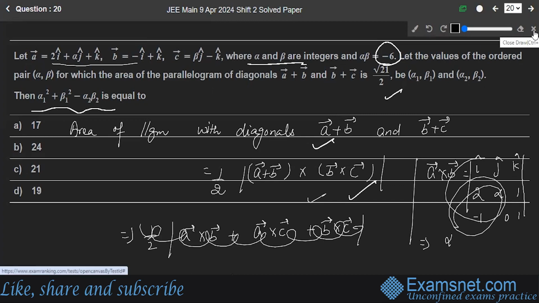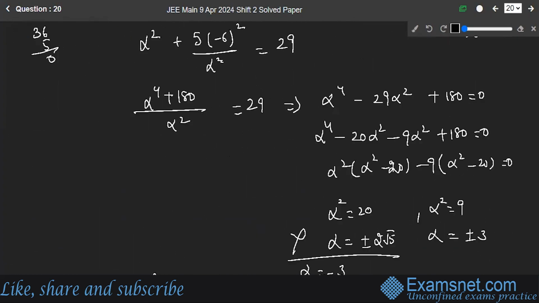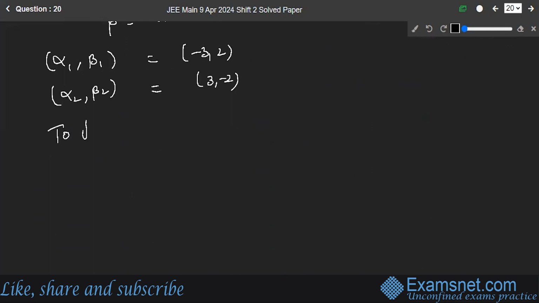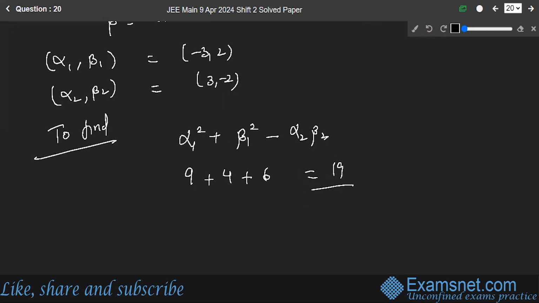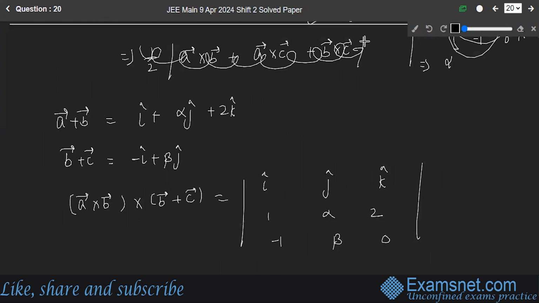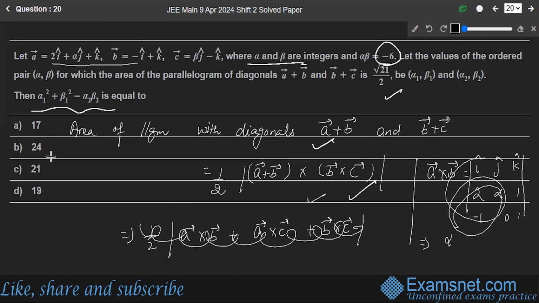Alpha 1 whole square, beta 1 whole square minus alpha 2 beta 2, to find alpha 1 beta 1 minus alpha 2 beta 2. So that gives you 9 and 4 and that's 6. Okay, so 19. This is the answer to the question. 19, option D. This is the correct answer to the question. Hope you understood that. Let's move to the next.